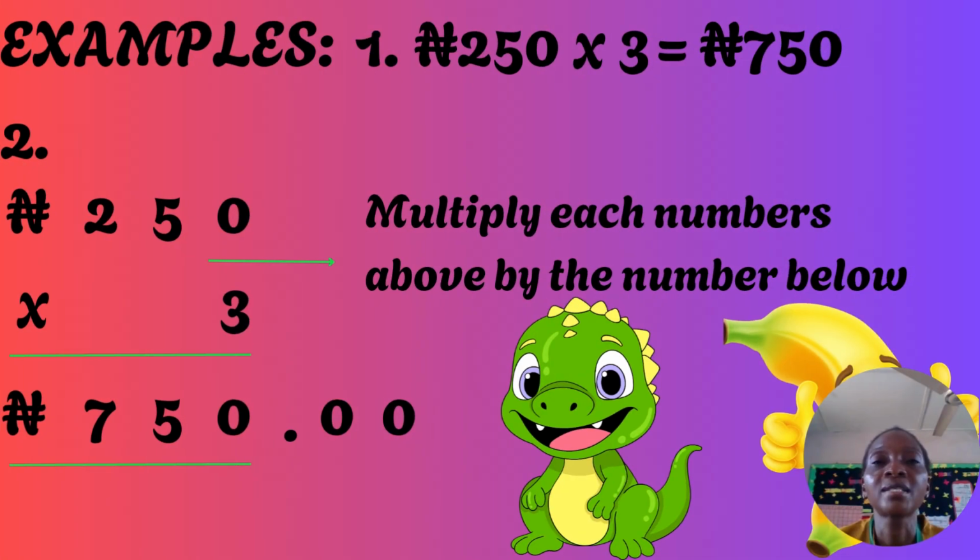For example, let's say 250 naira times 3. Write the numbers out the same way you write your numbers for multiplication. 0 times 3 will give us 0. 5 times 3 will give us 15. You write your 5. The remaining 1 will be kept at the top of 2. Now 2 times 3 will give you 6 plus your remainder 1 will give you 7. So that means 250 naira times 3 will give you 750 naira.